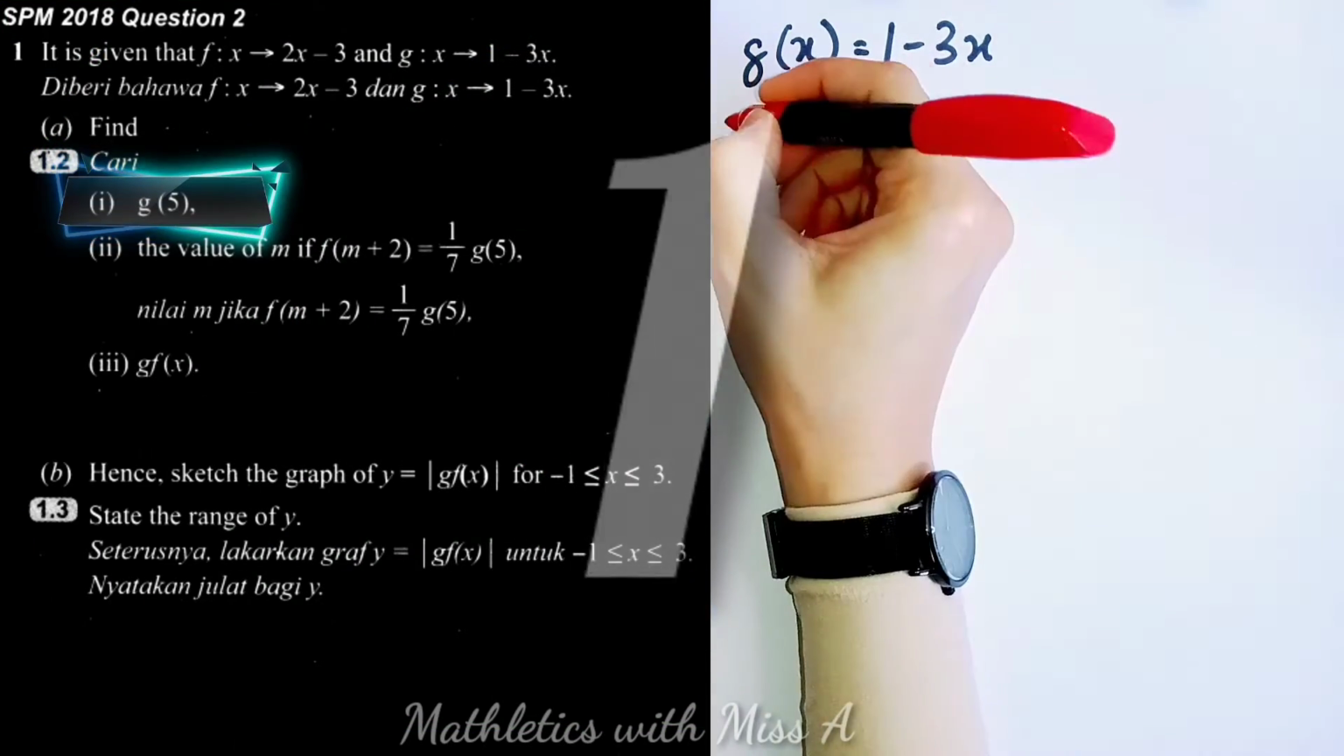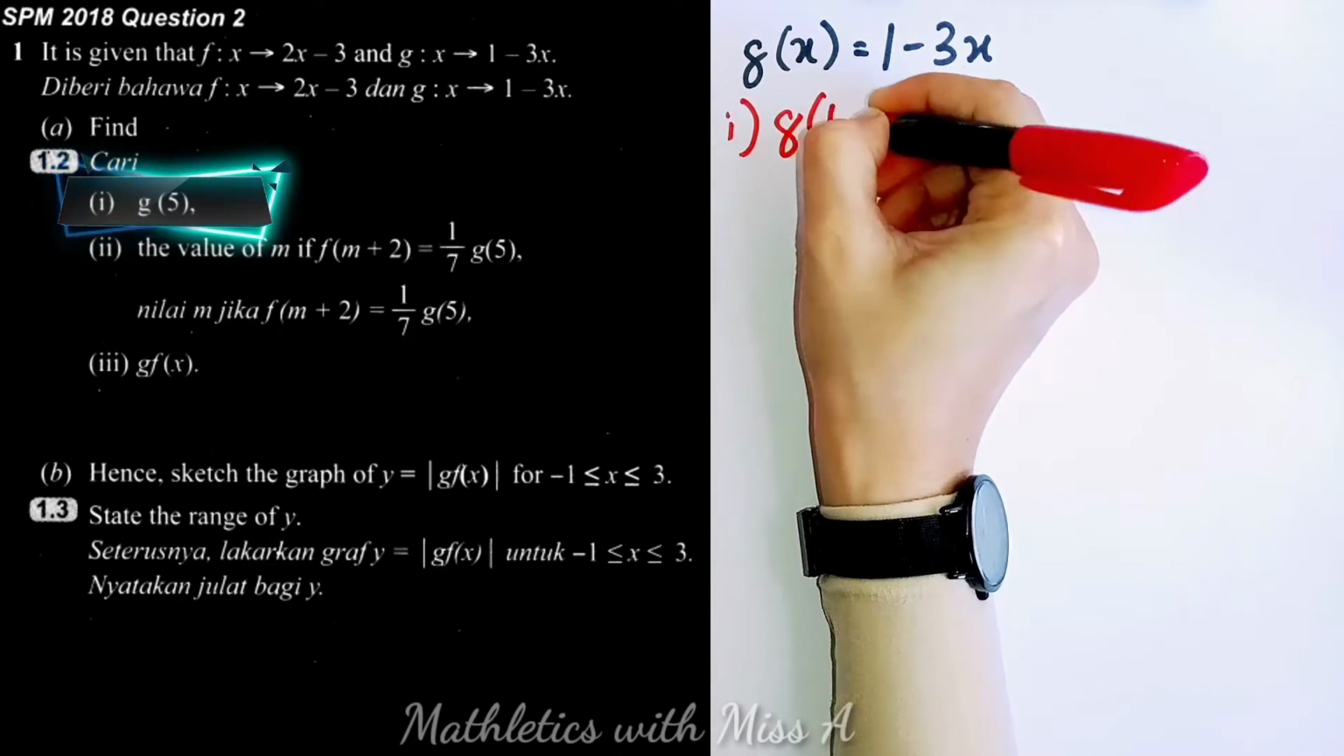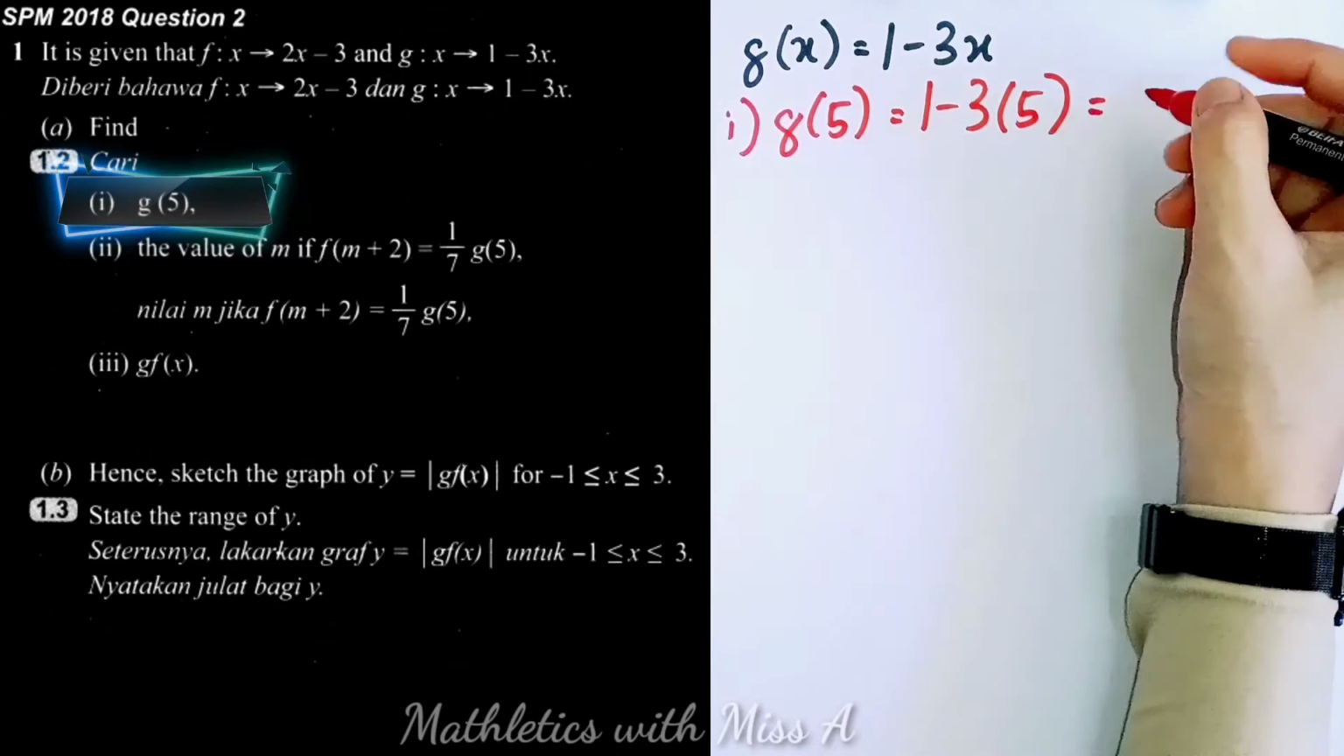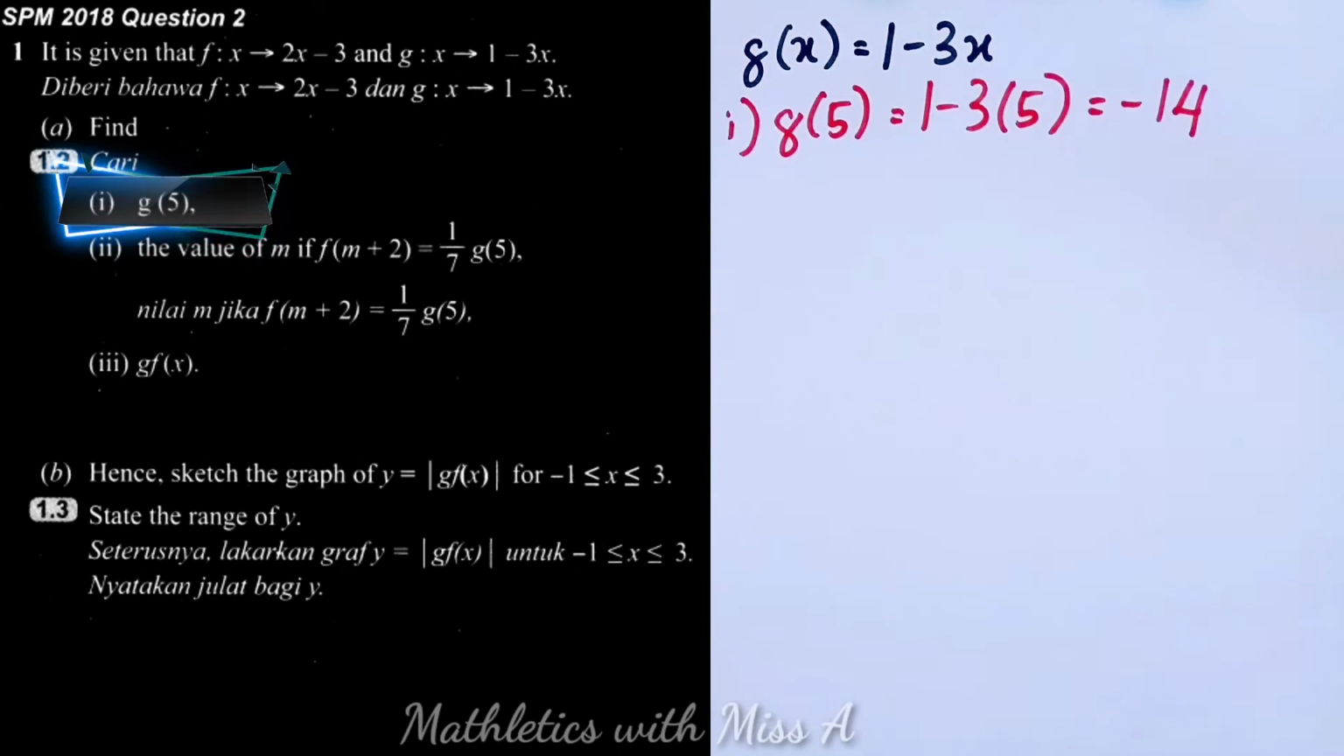Diberi bahawa g(x) equals to 1 minus 3x. So g(5), masukkan 5 ke dalam x. So 1 minus 3 times 5 equals to negative 14.